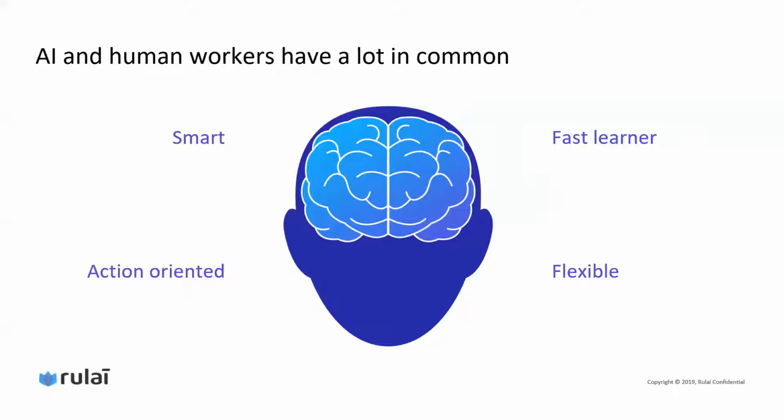We think AI workers should also be smart and action-oriented. They should be able to learn, communicate, understand what's going on, and make good predictions and take actions in the workspace. They should be fast learners and be flexible.